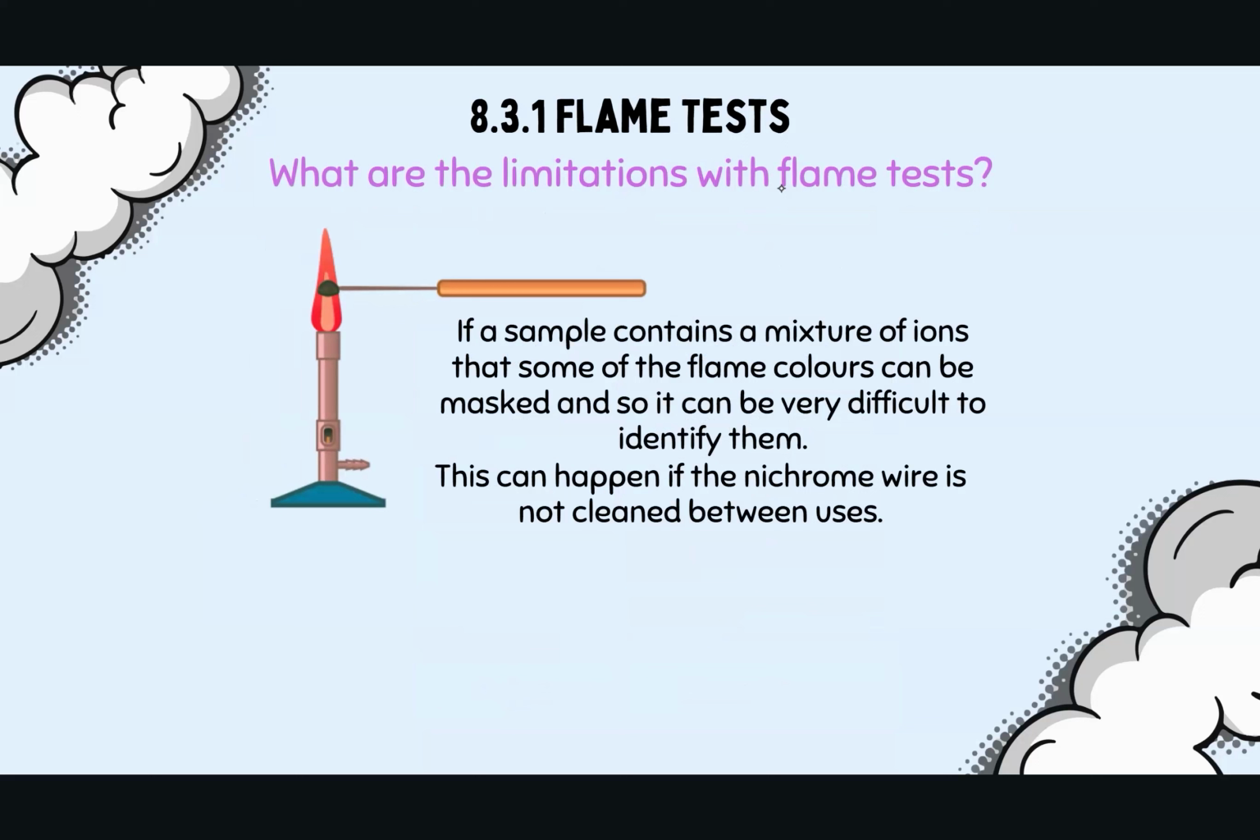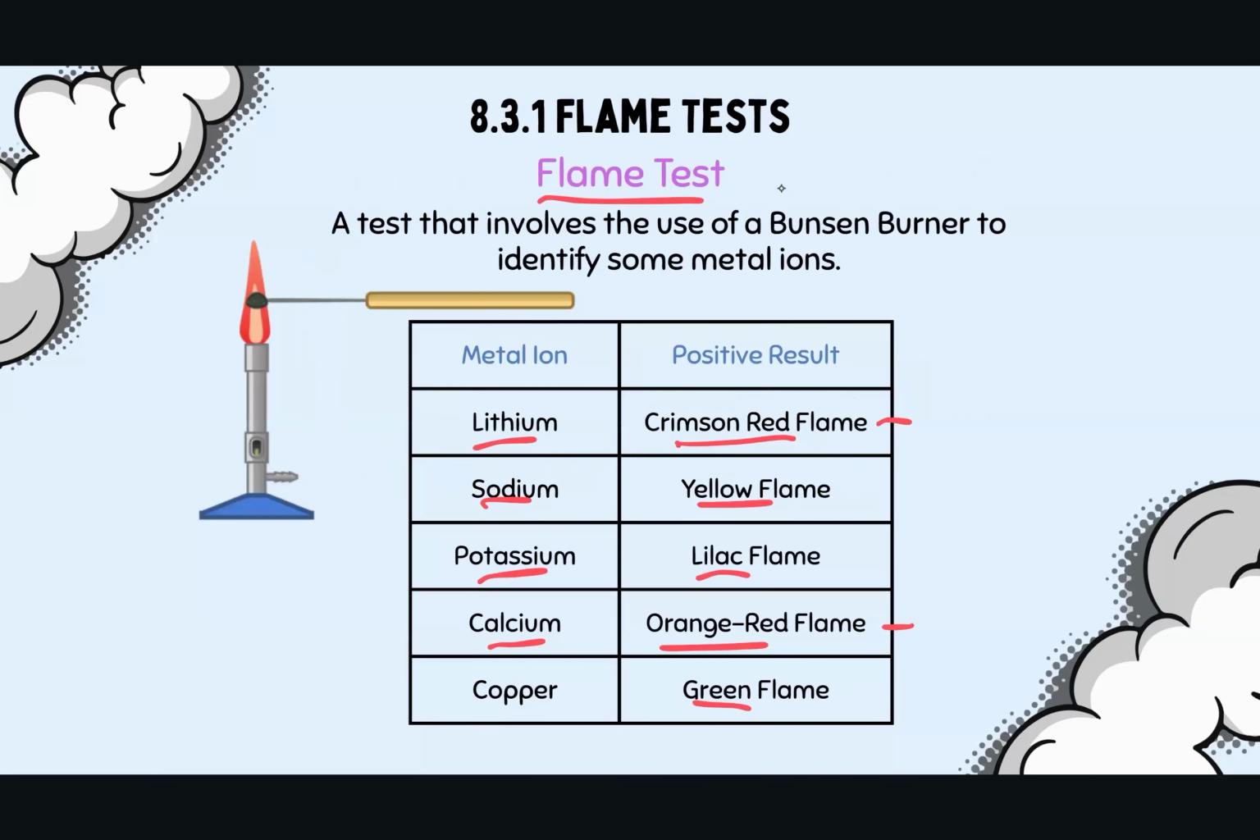Now, what are the limitations with flame tests? If a sample contains a mixture of ions, some of the flame colors can be masked. So it can be very difficult to identify them. This can happen if the nichrome wire was not cleaned between uses. Because the way you do this experiment is you take the nichrome wire, you dip it into the metal, then after you've done that, you dip the metal into acid.